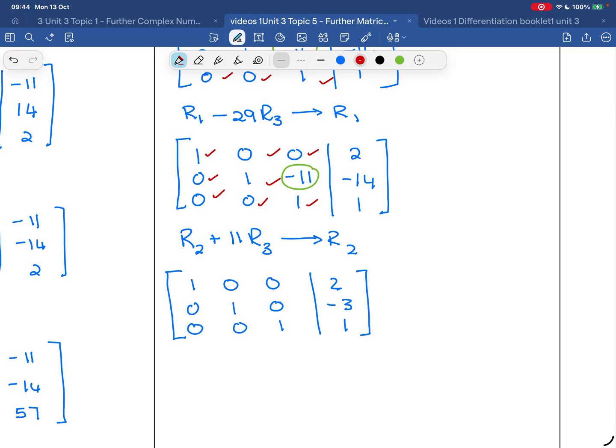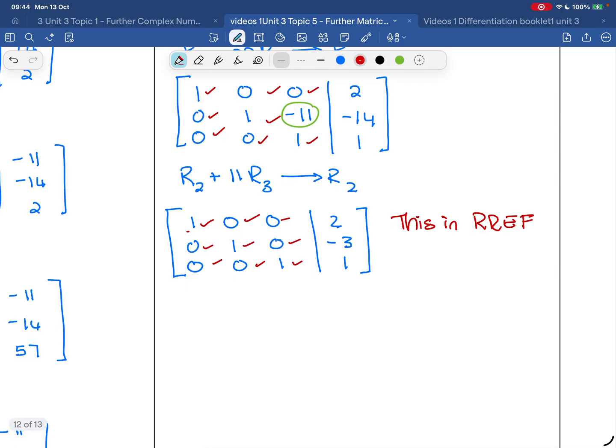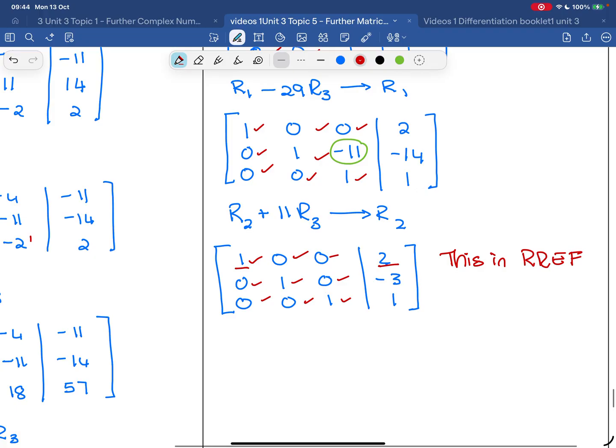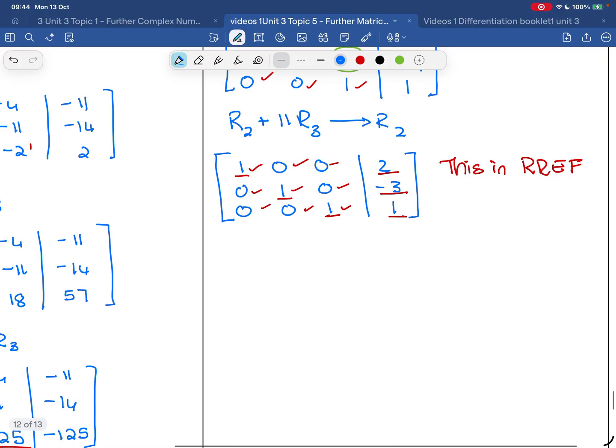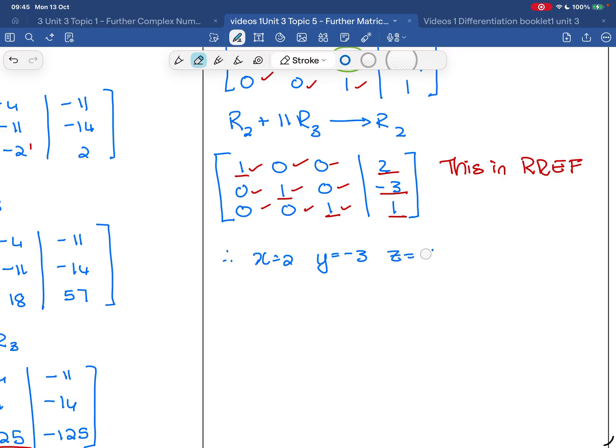So what I have now is I have 1s on my leading diagonals and 0s in all the other places, and this is what we call reduced row echelon form. And the beauty of this form is that I can immediately read off that x is equal to 2, y is equal to negative 3, and z is equal to 1. So therefore, x is equal to 2, y is equal to negative 3, and z is equal to positive 1. Okay.